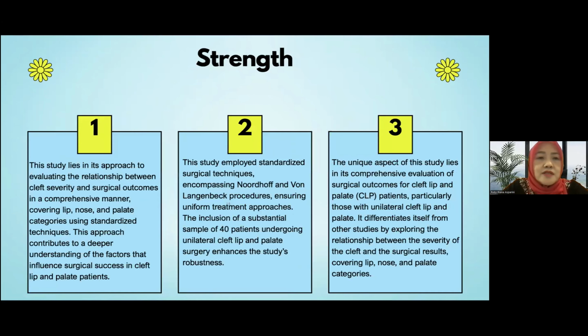The strength of this study lies in its approach to evaluating the relationship between cleft severity and surgical outcome in a comprehensive manner, covering lip, nose, and palate categories using standardized techniques. This approach contributes to a deeper understanding of factors that influence surgical success in cleft lip and palate. The study employed standardized surgical techniques encompassing the nodal and Von Langenbeck procedures, ensuring a uniform treatment approach. The inclusion of a substantial sample of 40 patients undergoing unilateral cleft lip and palate surgery enhanced the study's robustness.